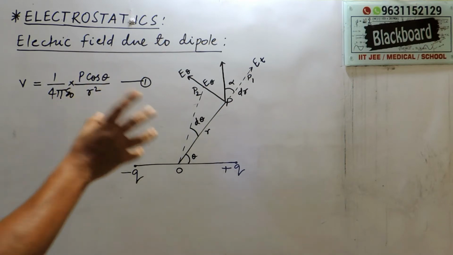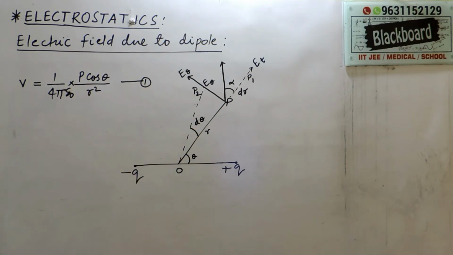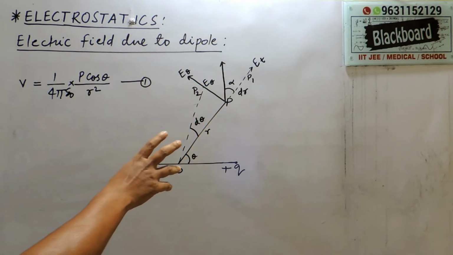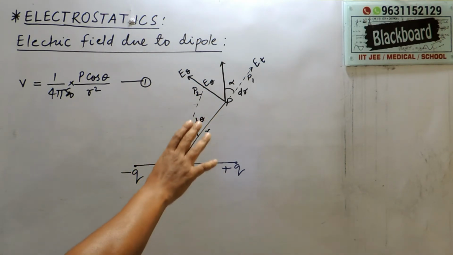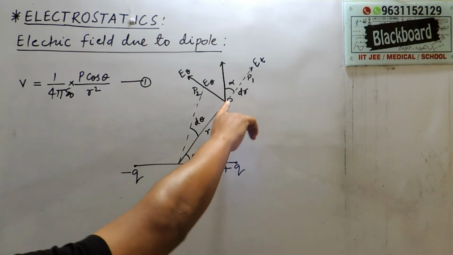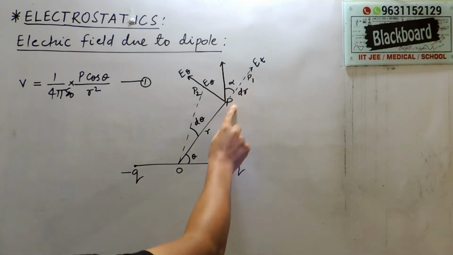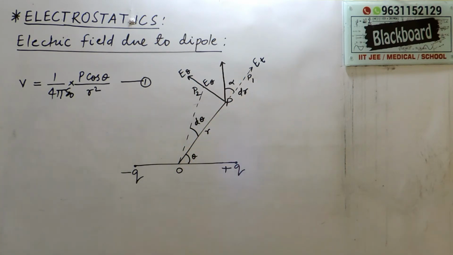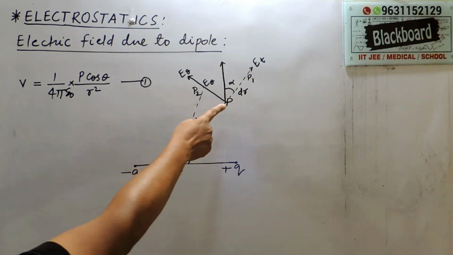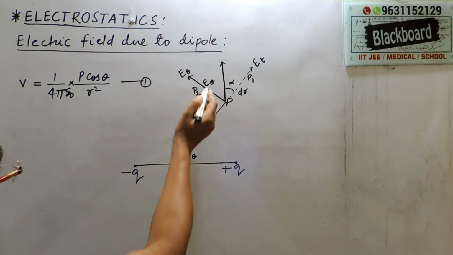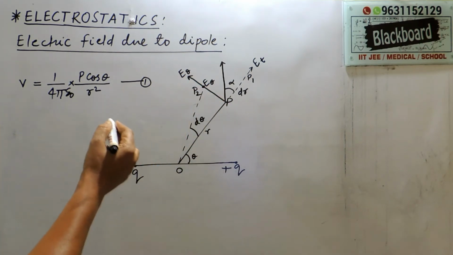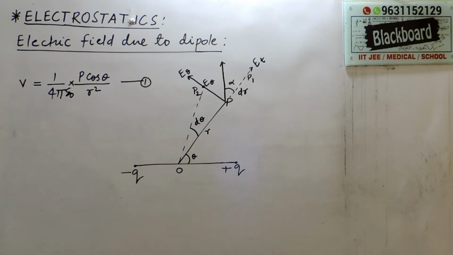Using this expression, we can find the electric field due to a dipole at point P. In the given figure, P1 is a small displacement in the direction of OP. This P1 is the small displacement along the direction of OP. And P2, this point is P2. P1 is the small displacement in the radial direction, and P2 is in the transverse direction.